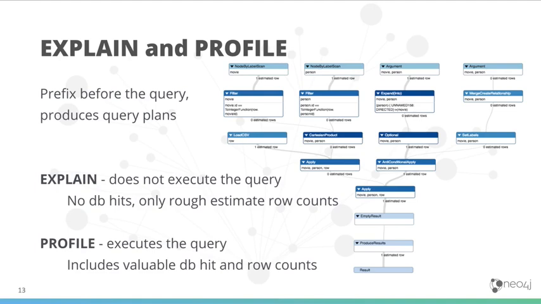Now, this is the bread and butter of query tuning. EXPLAIN and PROFILE. These produce query plans. You prefix the keyword before the query. EXPLAIN doesn't execute the query. It doesn't give you DB hits and only rough estimates of row counts. PROFILE, on the other hand, does execute the query. It includes valuable information such as DB hits and row counts.